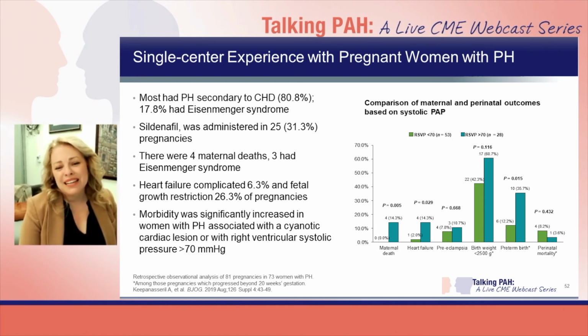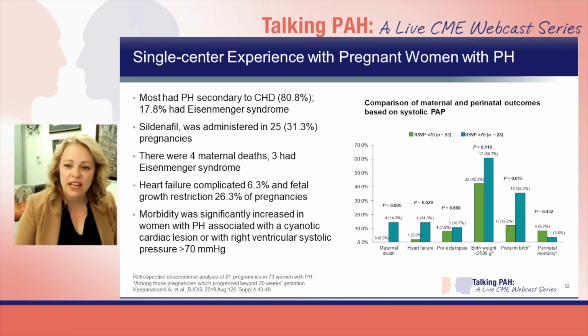Morbidity was more common in patients with a cyanotic cardiac lesion or RVSP on echo greater than 70 millimeters of mercury. And you can see how that plays out there in that graph.